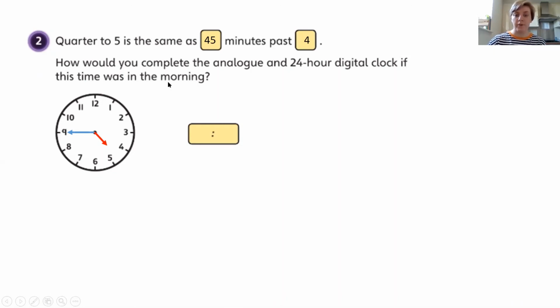Okay. Now, if this was digital, I know it's in the morning. So we're still going to have the 4 as the hour, but it's going to be 04:45. This shows the minutes past, and it's 45 minutes past 4. 04 tells me that it's in the morning.